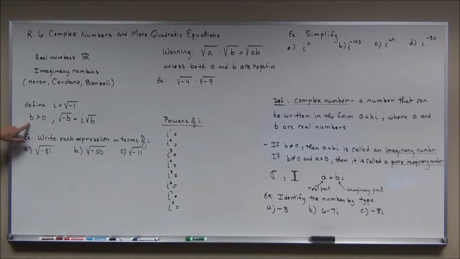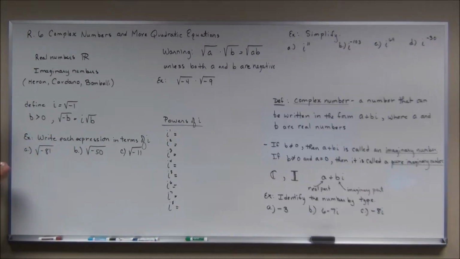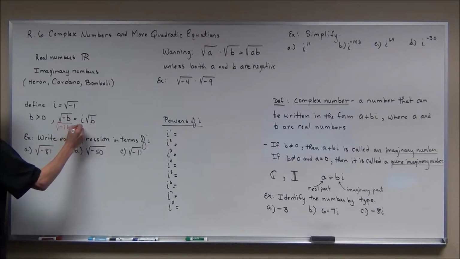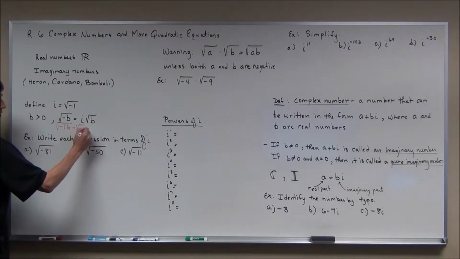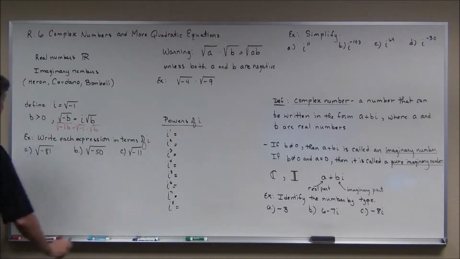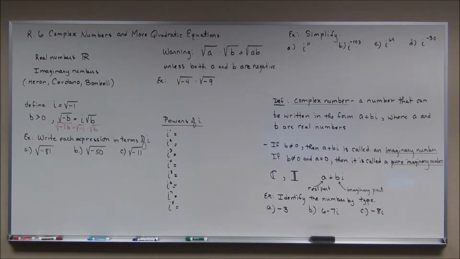So that means if b is greater than 0, any positive number, the square root of the opposite of b would be i times the square root of b. Because remember from our properties before, the square root of a product is equal to the product of the square roots. And of course that's i, and that's the square root of b. So what we're going to do in these next examples is simplify each one of these expressions and write our answer in terms of i.